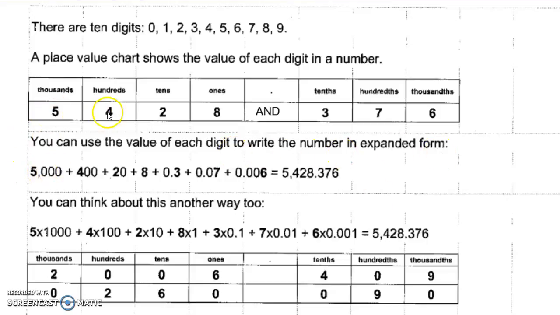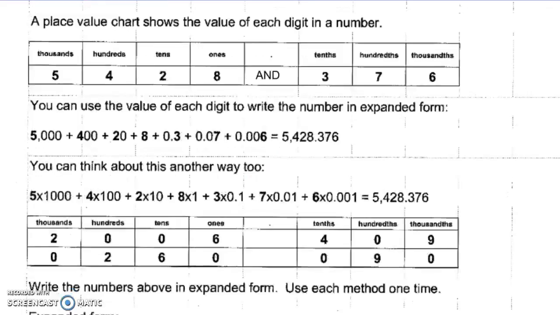5 is 5,000, 4 is 400, 2 is 20, 8 is 8. Now we're switching to parts instead of wholes. 3/10ths looks like this. 7/100ths looks like that. 6 thousandths looks like that. Stick it together and that's what you got.